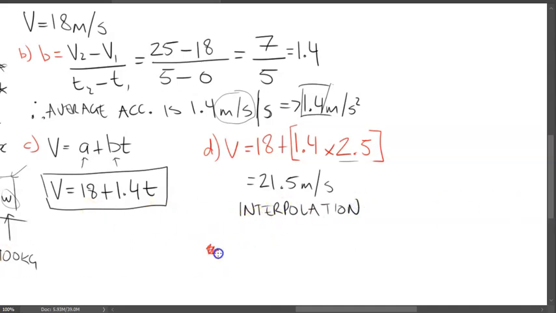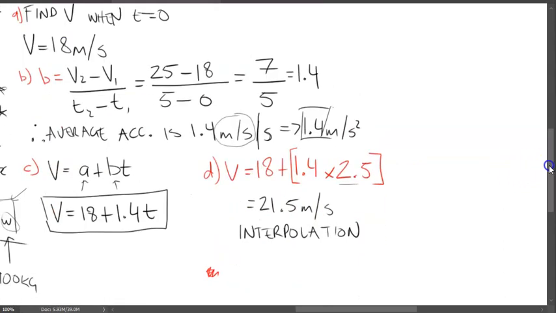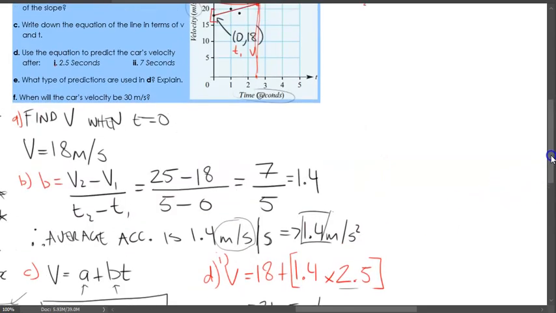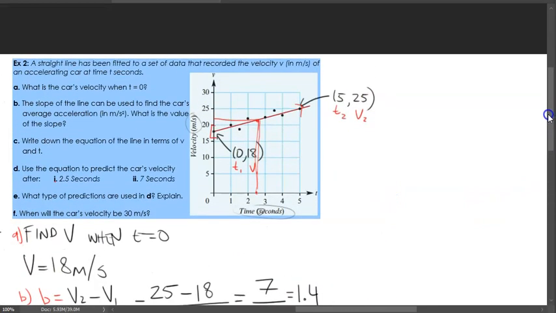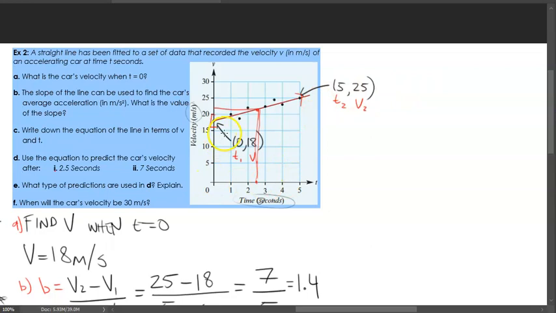But then when we look into, not E, that was D, when we look into 7 seconds, we're trying to find the velocity when the time frame is at 7 seconds. We are extrapolating. We're extrapolating because our range that would be given for this information is at 5 seconds. So if we go beyond that to 7 seconds, which is around here, our last data point is here.